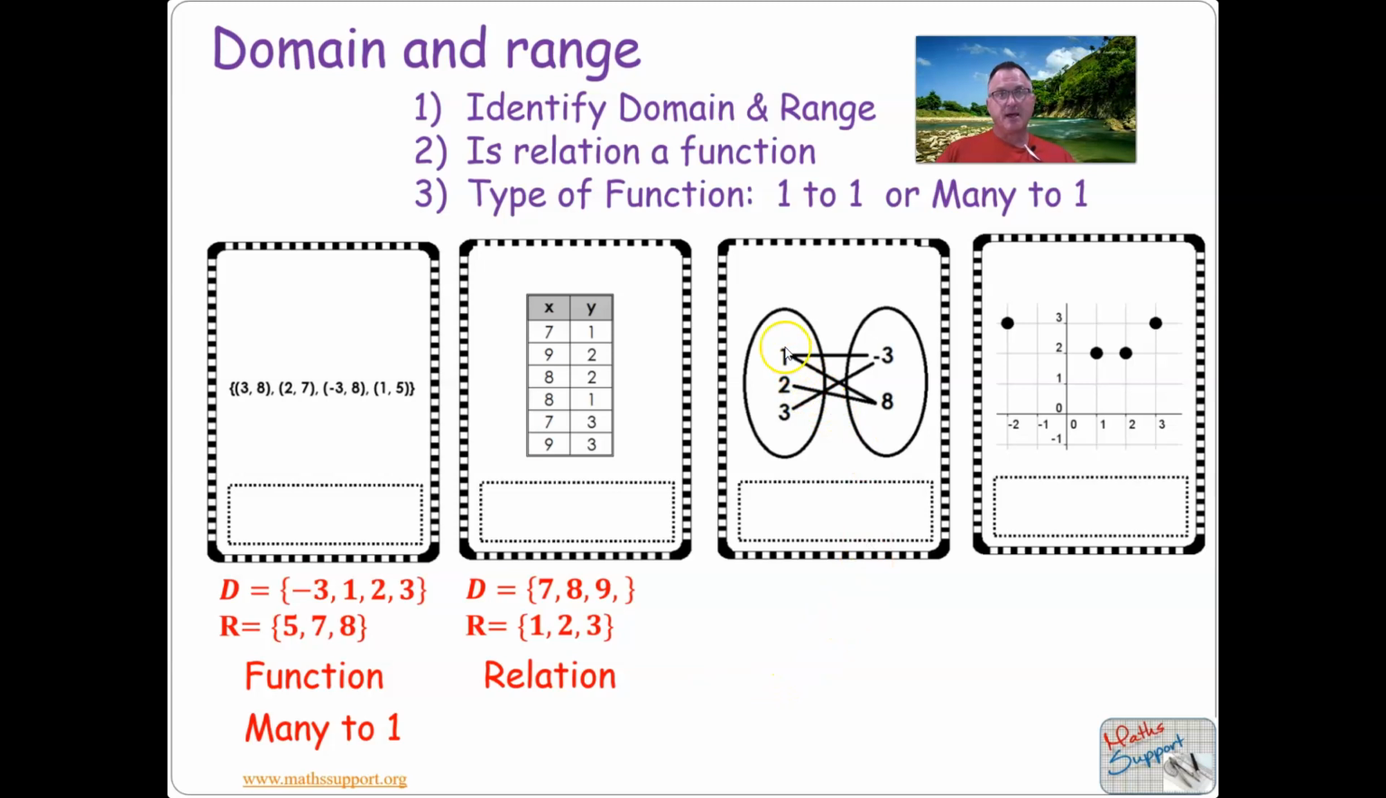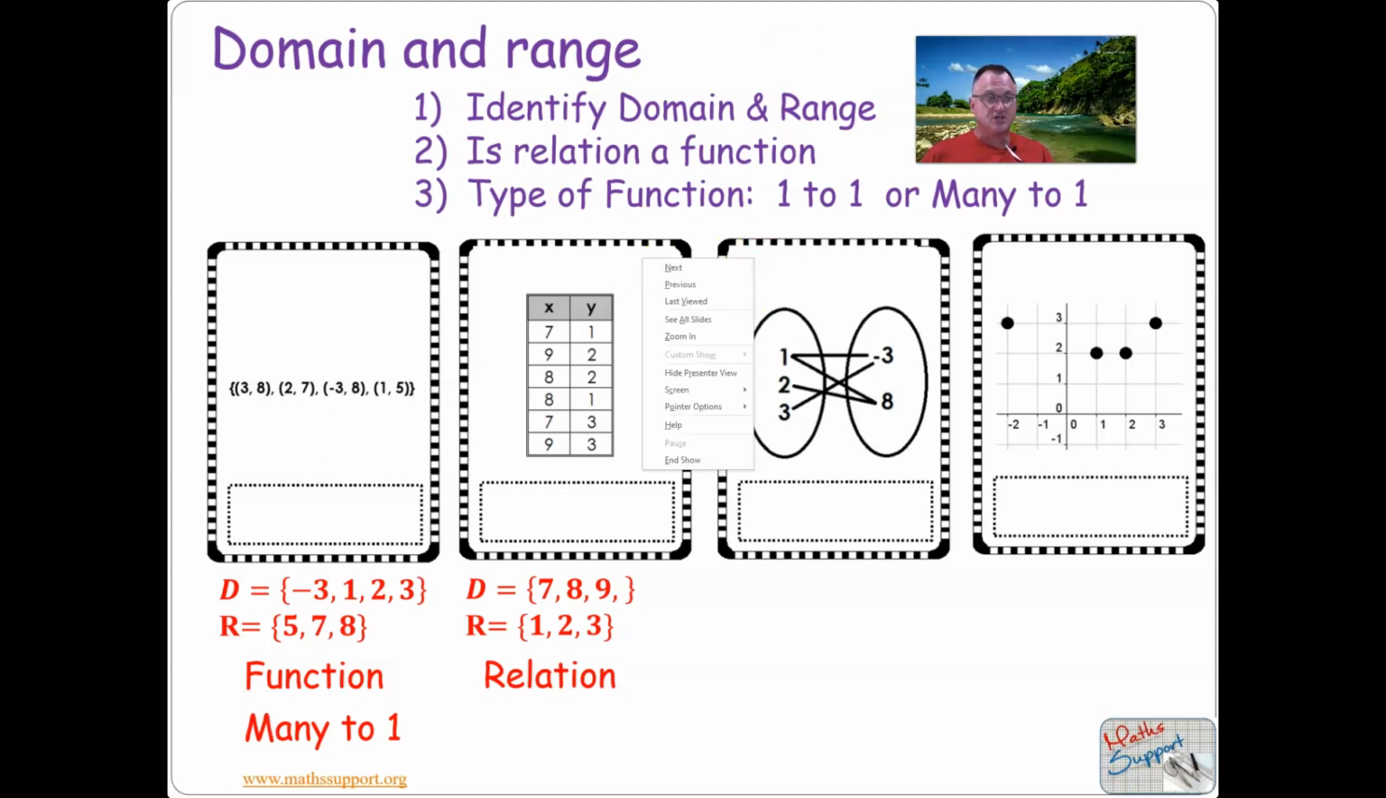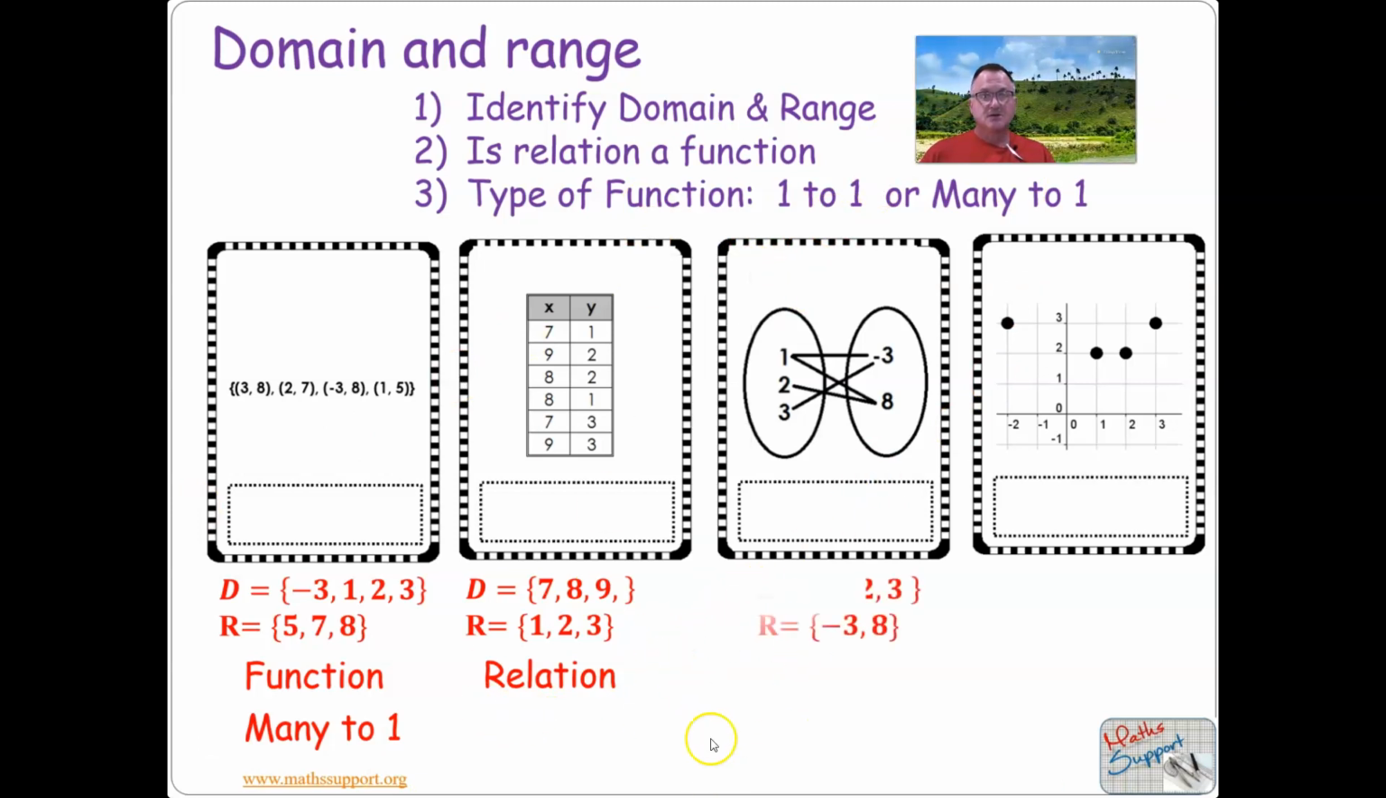Okay, now we've got our mapping. We've got a 1 that goes to -3 and a 1 that goes to 8. Right there we know the 1's repeat, so this isn't going to be a function. If we were to graph it, it would fail the vertical line test. So you actually have 2 1's in this.